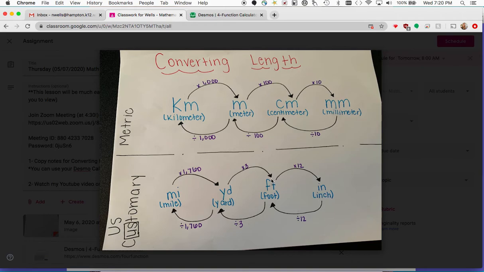So this is a multi-step problem. Because again, it's asking me to go from miles all the way to feet. And there's not an arrow for that. So again, we'll do 2 different problems for this one. So we're going to convert from miles to yards first.